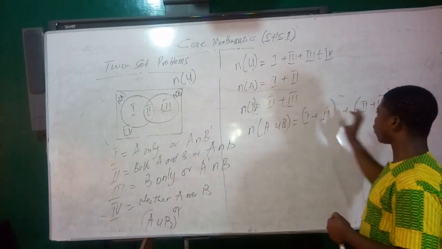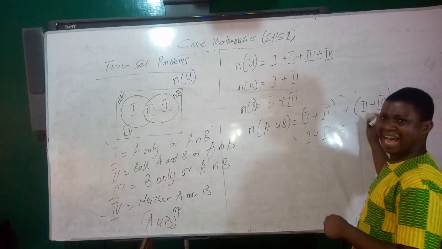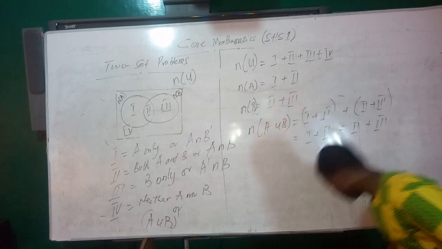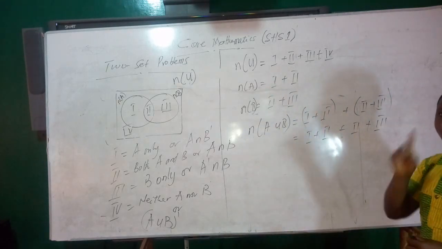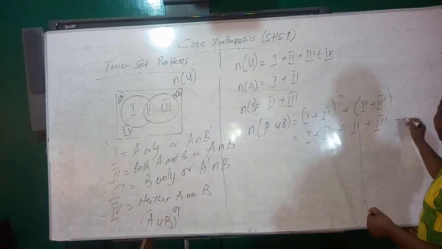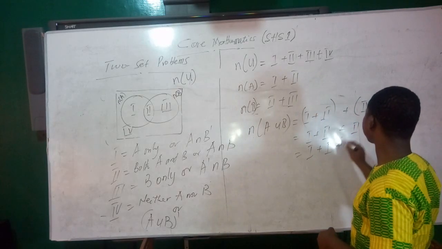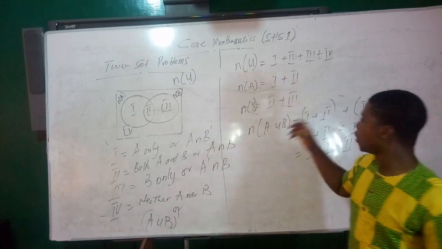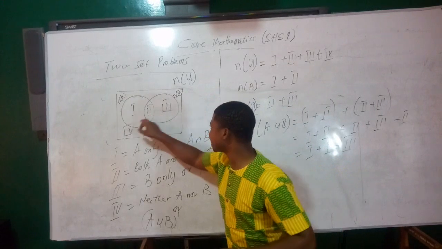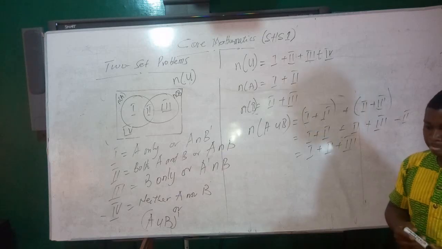So if you look at this, we have I plus II plus another II here plus III. It means we have to subtract one of them from it. So it means minus another one. So we get back I plus II plus III. So that gives you the union of A and B.